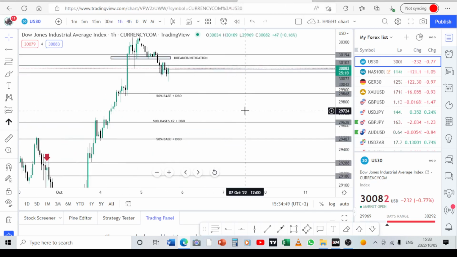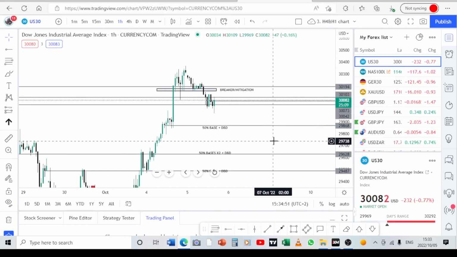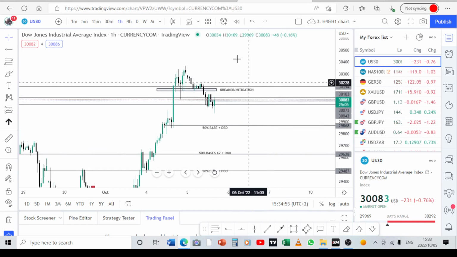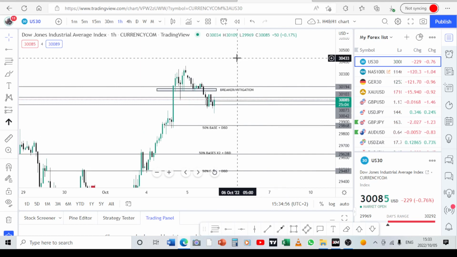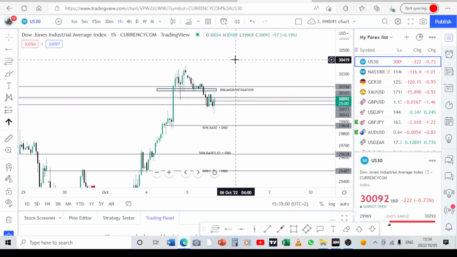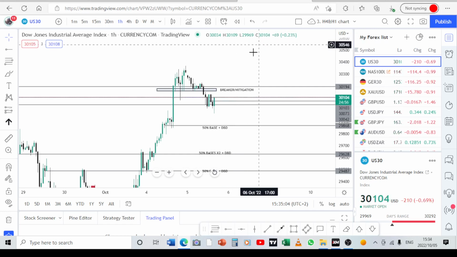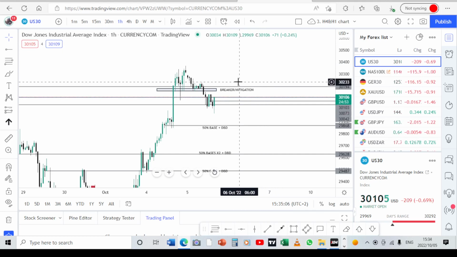H4, H1. You will see what happens whenever I'm in a trade. It is not like when you are not in a trade, because when you are in a trade, the emotions are running. I do not want to lie, the emotions are taking place.